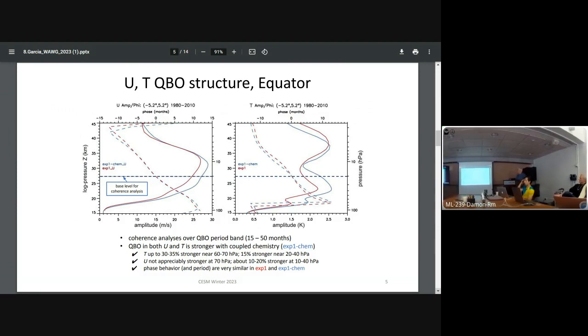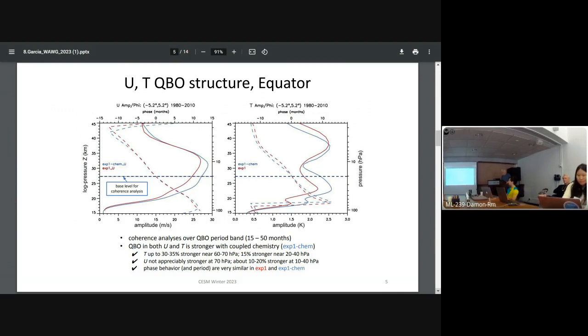The temperature signal of the QBO is about 30 to 35% stronger in the lower stratosphere and about 15% stronger in the upper stratosphere between 20 and 40 hectopascals. The U signal is not appreciably stronger in the lowermost stratosphere, but it builds up as you go into the upper stratosphere. And by the time you get to 10 to 40 hectopascals, you are anywhere between 10 and 20% stronger. The phase behavior and the period are very similar in both cases.